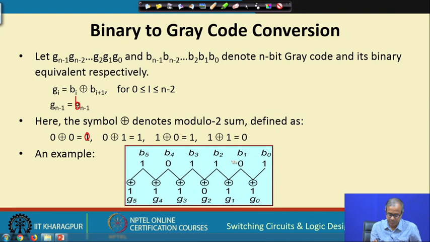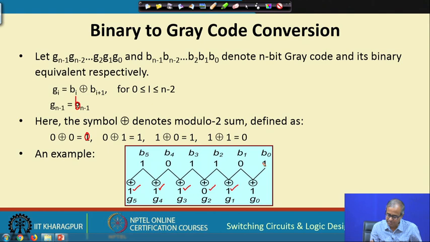Now, when you convert, there is an example. Let us say 101 is a binary number. The most significant bit, 1, you simply copy here. The next bit of the gray code, you take as the modulo 2 sum of the corresponding binary bit and the previous one, this 0 and 1. 0 and 1 modulo 2 sum is 1, it becomes 1. The next bit is 1 modulo sum 0, this is also 1. Next bit is 1 and 1, 0. Next bit is 0 and 1, 1. Next bit is 1 and 0, 1.